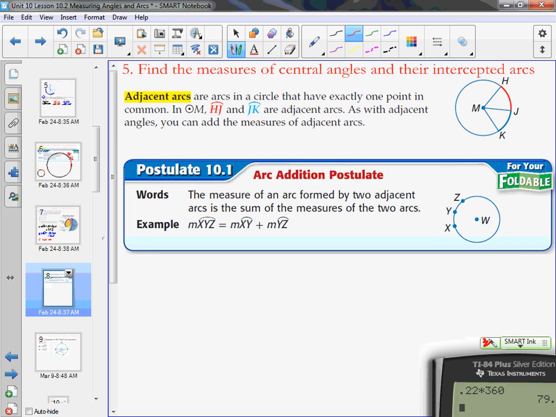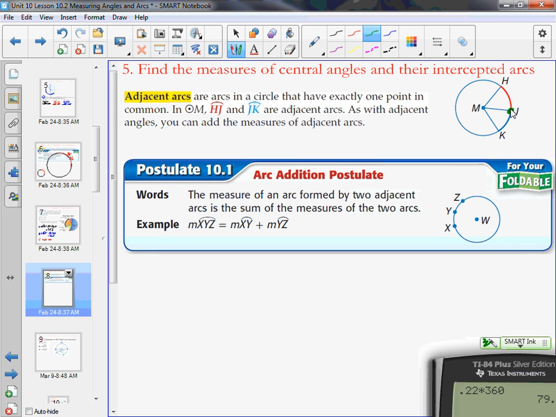Now, something that if I never told you, you would have just assumed is correct because we've even already done it. Arc addition postulate. You can add up the measures of arcs, just like you add up the measures of angles. Now, technically, here's how it works. Adjacent arcs are arcs in a circle that have exactly one point in common. So in the figure you see on the screen, point J is the one and only point that's in arc HJ and in arc JK.